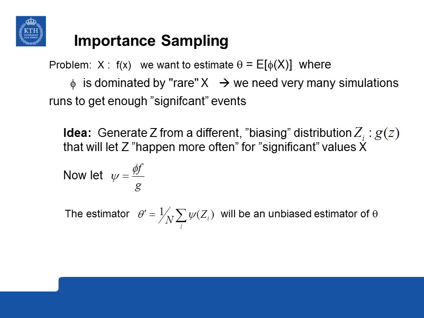We now have an estimator theta prime that is the average of psi of z instead of phi of x. And we claim that this is now an unbiased estimator of theta, and this is proven in chapter 9 of Ross. We can also compute the variance of this estimator theta prime.